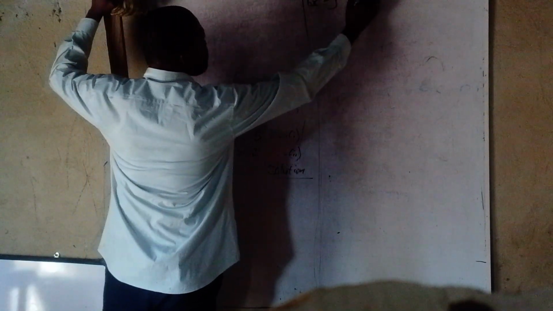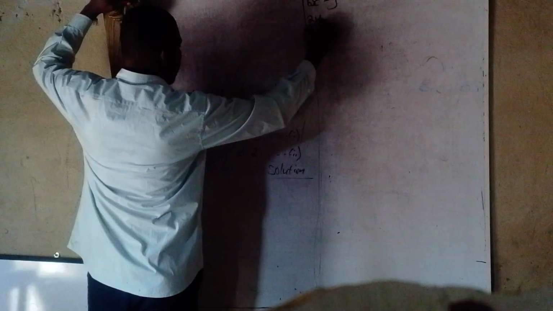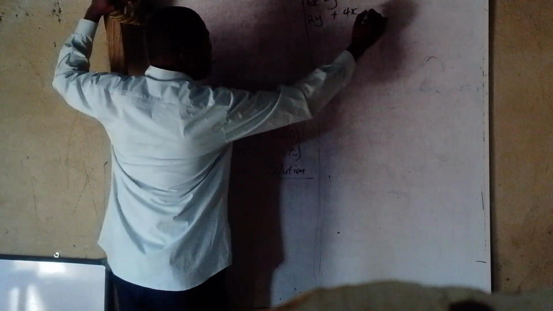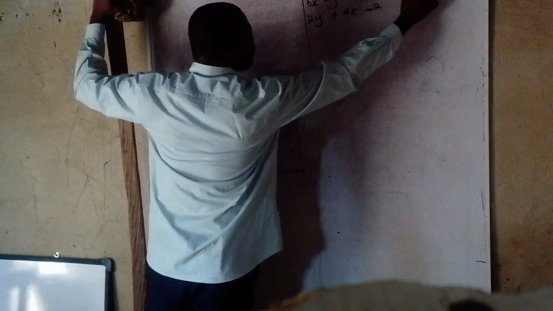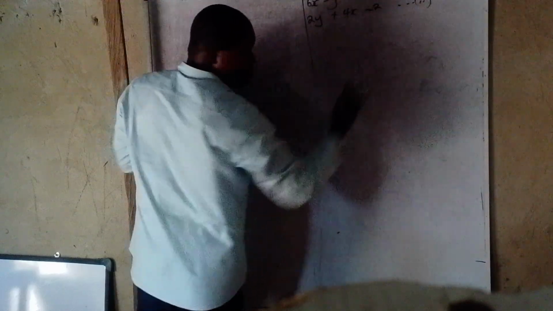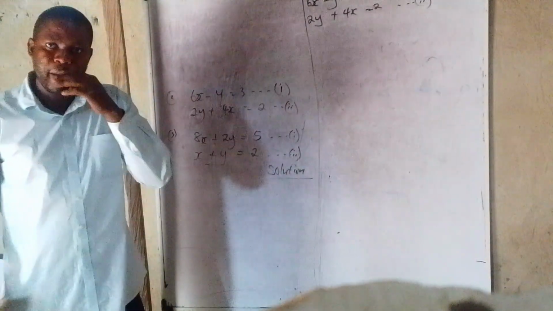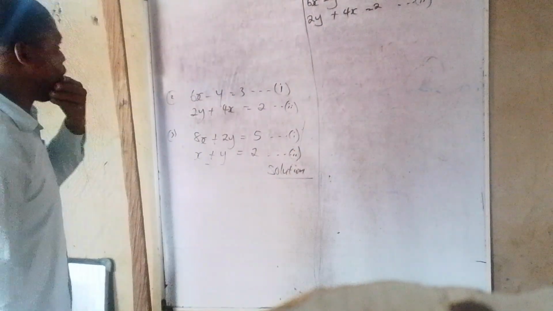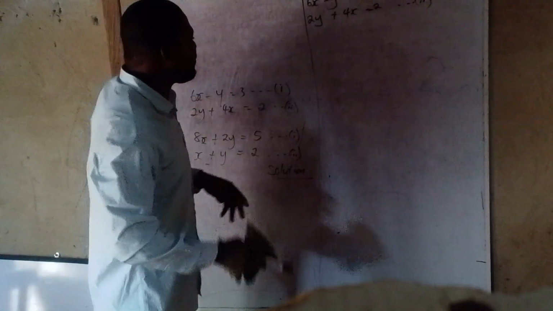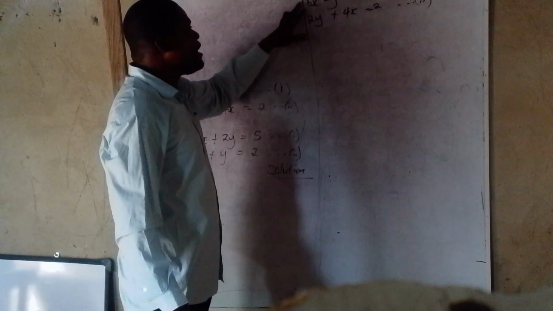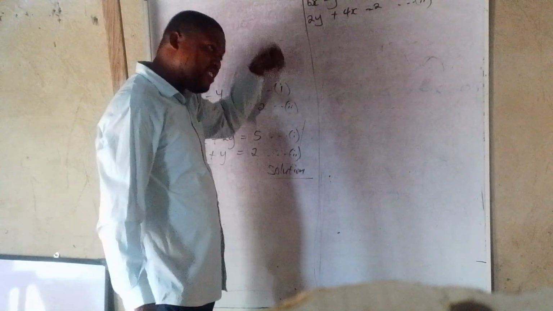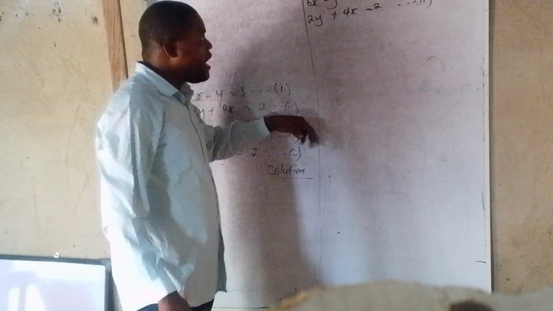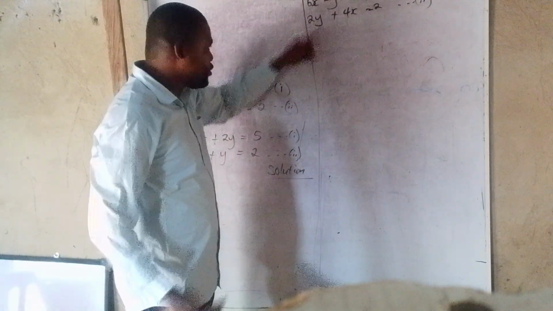Let me bring down 6x minus y equal to 3, and 2y plus 4x equal to 2. Equation 1 and equation 2. The other one I solved before, I used equation 1 to get my equation 3, but now in this number 2 example, I will get my equation 3 from equation 2.